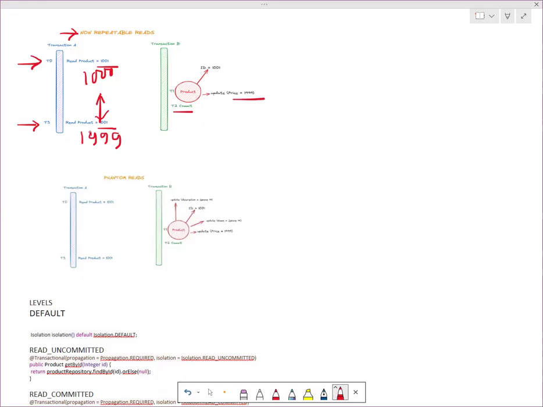These data are not equivalent. As a result, this phenomenon is referred to as a non-repeatable read.